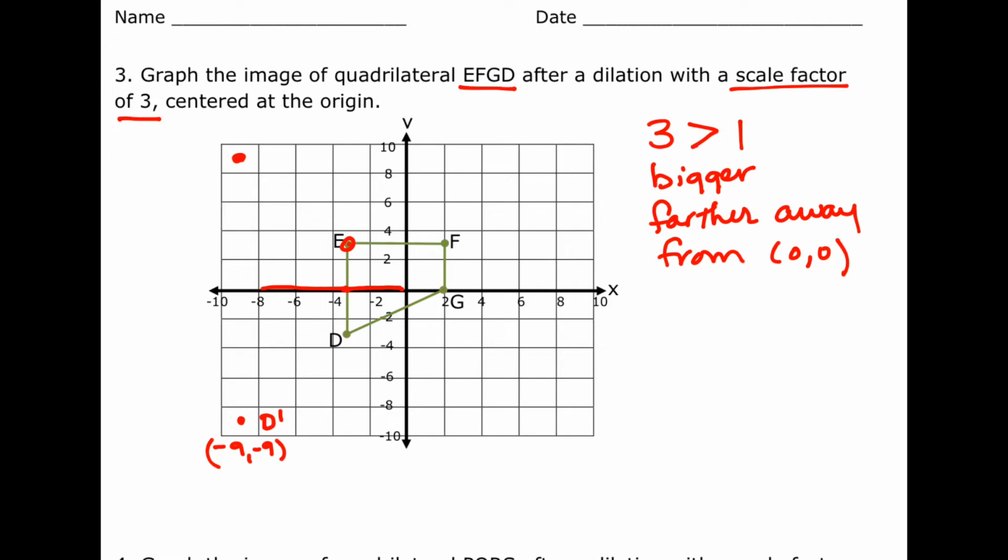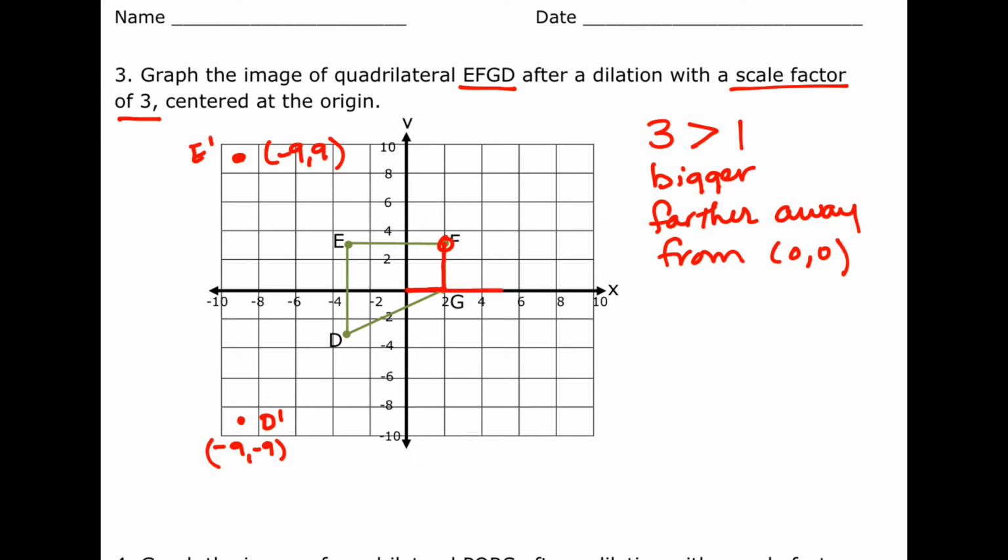So let's erase those. So that is my E prime. Those coordinates are -9, +9. And let's move to F. F is at 2, 3. So we're going to triple those distances. 2 times 3 is equal to 6.